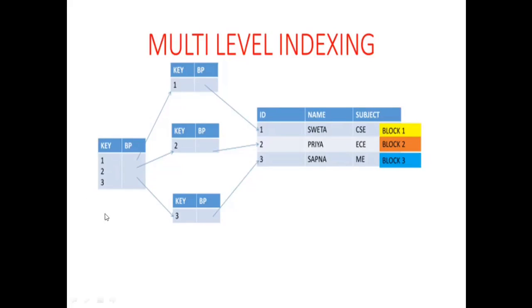So you can think about it this way: this one is the root node, these are the internal nodes or child nodes, and this one is actually the record or leaf node. So this is the concept of multi-level indexing. Now we are going to discuss how to insert data, how to read data, and how to delete data from the B tree.